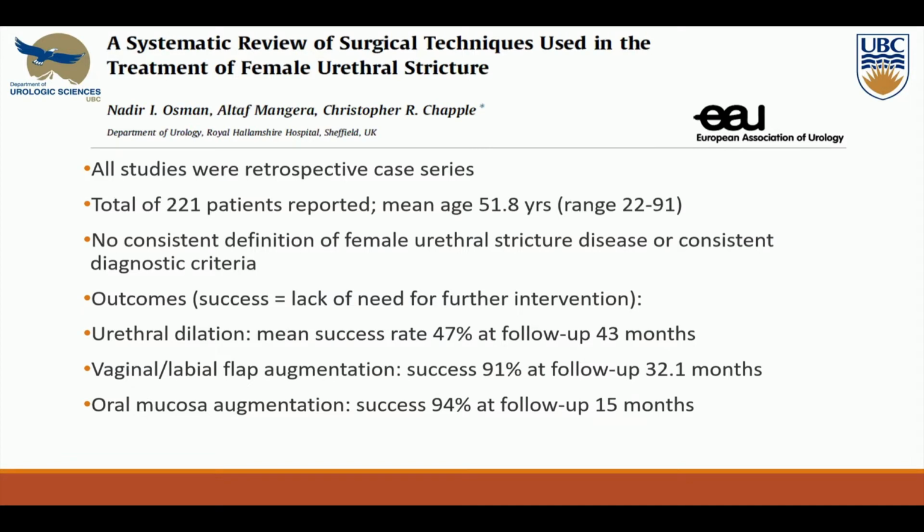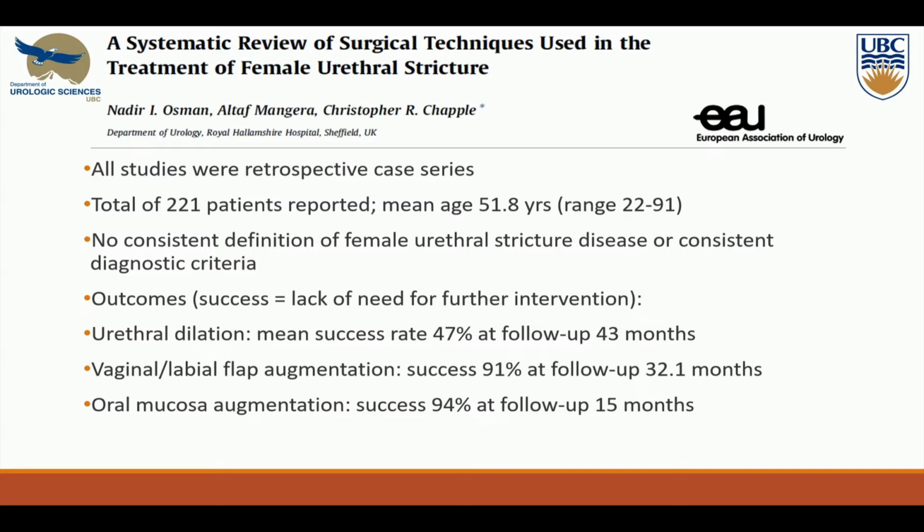This was a systematic review of various surgical techniques for treatment of stricture disease, and they looked at a set of different retrospective case series. They had about 221 patients with a mean age of 51. And one thing was there was no consistent definition of female urethral stricture disease or consistent diagnostic criteria. They looked at treatment outcomes, and success was basically lack of need for any further intervention.